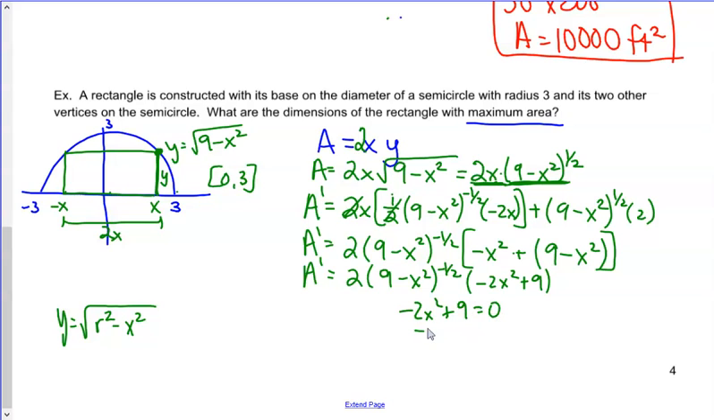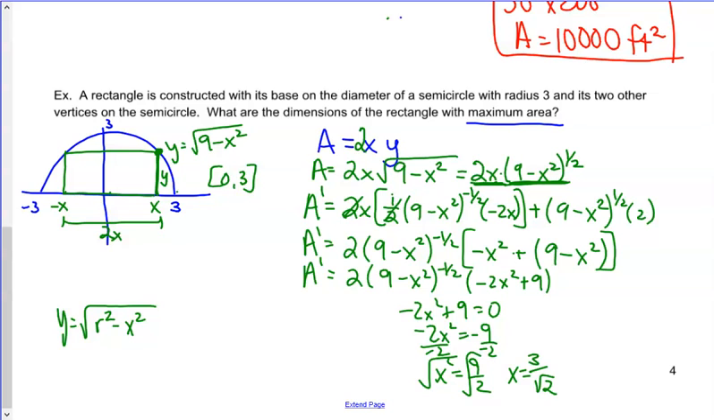I'm going to subtract over the 9 and get minus 2x squared equals negative 9. When I divide by negative 2, then I get x squared equals a positive 9/2. Now remember, x is a distance here. It can't be negative. So I'm going to square root both sides and say that x is equal to the square root of 9, which is 3, over the square root of 2. And that right there is going to be our critical point that yields our maximum area.